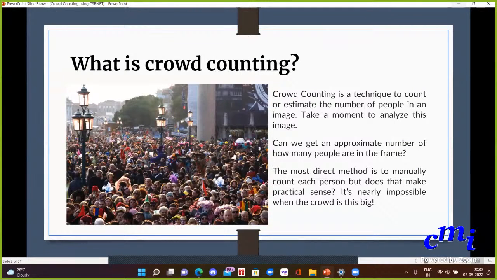So, the first question is, what is crowd counting? Crowd counting is a technique to count or estimate the number of people in an image. Let's have a look at this dense image. Can we estimate the number of people present in the frame? We can try to count manually, but that will require a lot of time. So, is there a better approach?